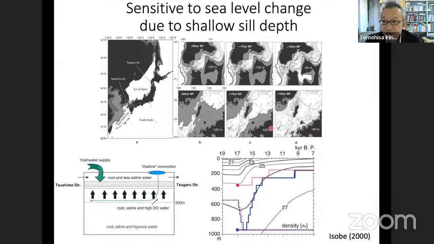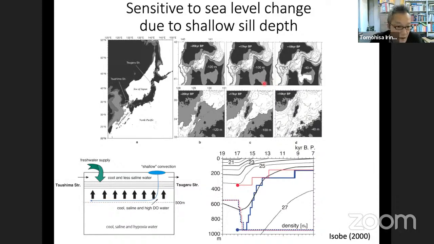The Japan Sea itself is semi-enclosed, and it is separated from the open ocean by very shallow sills. The maximum water depth is 120 meters at the Tsushima Strait and Tsugaru Strait, and the other straits are very shallow. So the oceanography here is very sensitive to sea level changes.